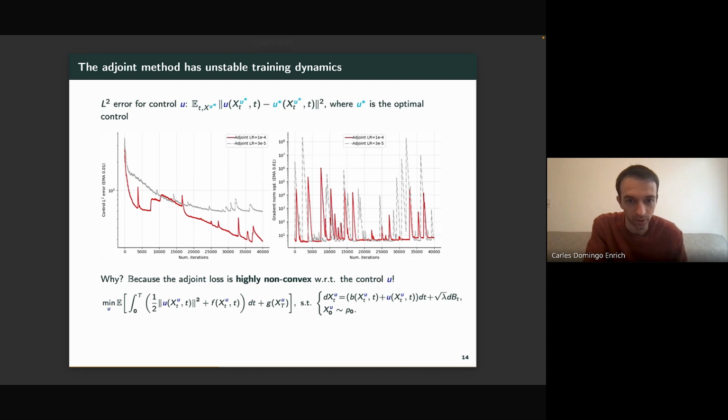So why? Of course, it's unclear why this happens, but we hypothesize that it's because the adjoint loss is highly non-convex with respect to the control U.